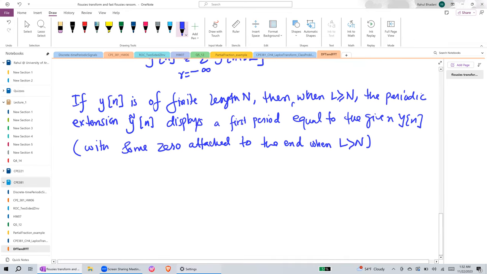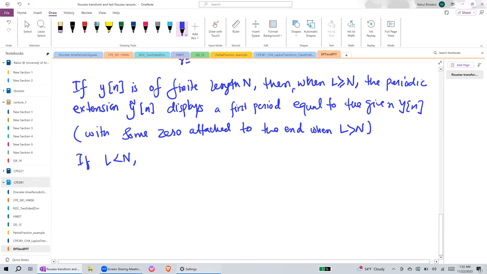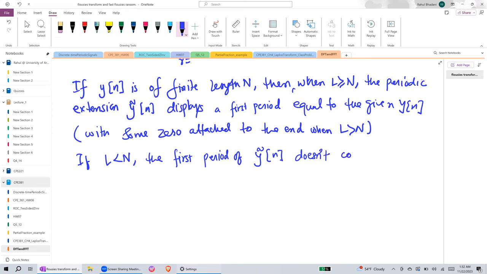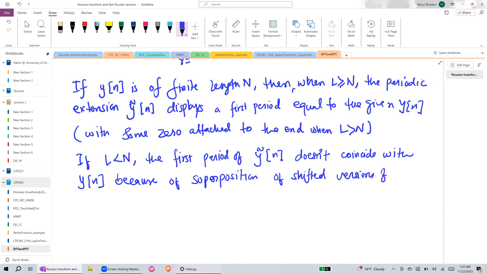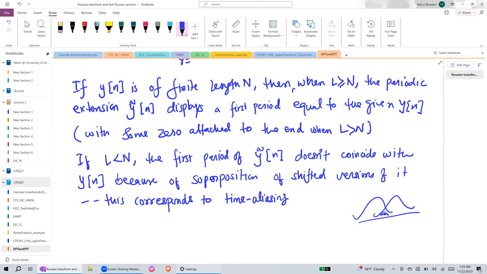So what it means is that we will be basically with zero padding, and so if L is less than N, then the first period of y tilde n does not coincide with y of n because of superposition of shifted versions of it. Okay, so this is aliasing. This is what will happen. Okay, so this corresponds to time aliasing.